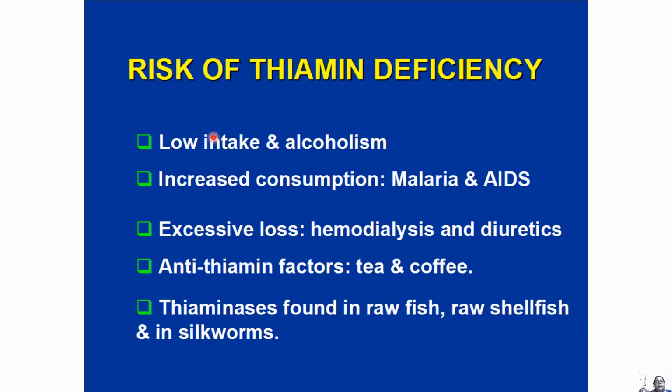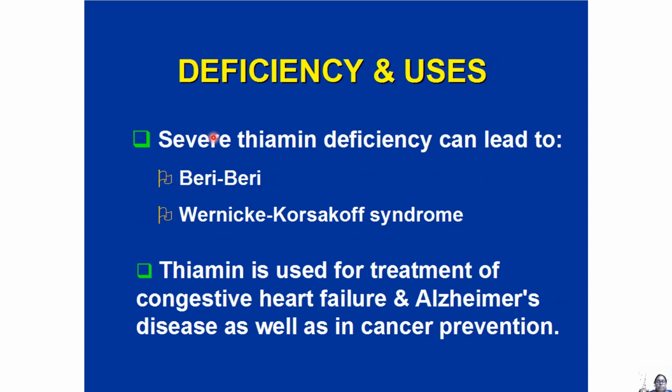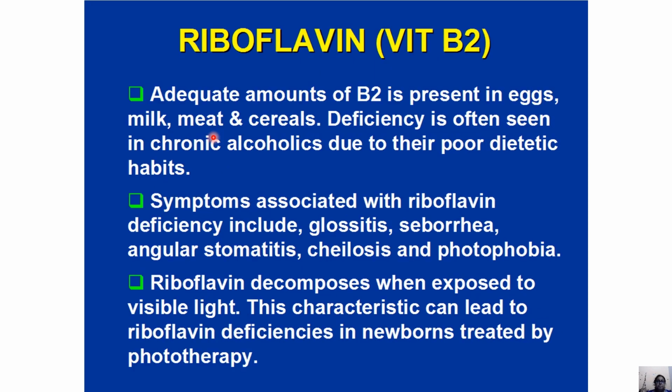Now, low intake and alcoholism are risks of thiamine deficiency, as are increased consumption, excessive loss in hemodialysis and diuretics, and anti-thiamine factors. Now, what are the deficiencies? Severe thiamine deficiency can lead to beriberi and Wernicke-Korsakoff syndrome. So, thiamine is used for treatment of congestive heart failure and Alzheimer's disease, as well as in cancer prevention.